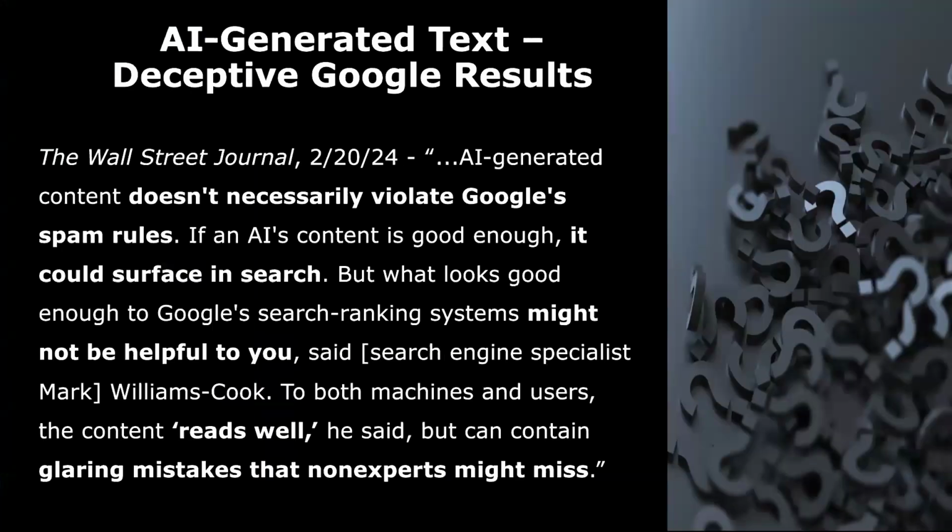AI-generated text can also limit the accuracy of Google results, as a February 20th, 2024 article from the Wall Street Journal discussed. Quote, AI-generated content doesn't necessarily violate Google spam rules. If an AI's content is good enough, it could surface in search. But what looks good enough to Google's search ranking systems might not be helpful to you, said search engine specialist Mark Williams-Cook. To both machines and users, the content reads well, he said, but can contain glaring mistakes that non-experts might miss, end quote.